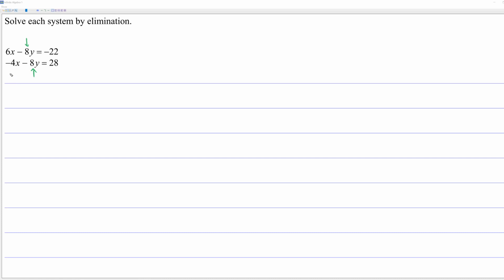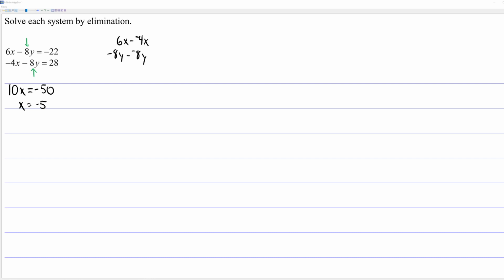That's perfectly fine. So we can say 6x minus negative 4x. Well, please note, 6x minus negative 4x. Be careful of your minus signs. Minus minus will be plus. So that's 10x. Negative 8y minus negative 8y. Again, be careful with the negative signs. Negative, negative, this is plus 8y. So we have negative 8y plus 8y. Those cancel. They eliminate. Then we have negative 22 minus 28. I think that's going to be negative 50. Now divide by 10, and you get x is negative 5.